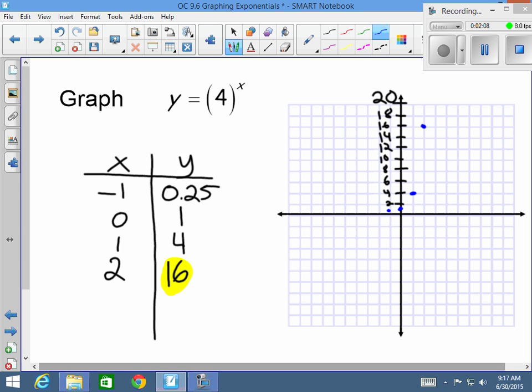Okay, so now that we went ahead and did that, all we have to do is connect our dots, and your graph should look something like that.